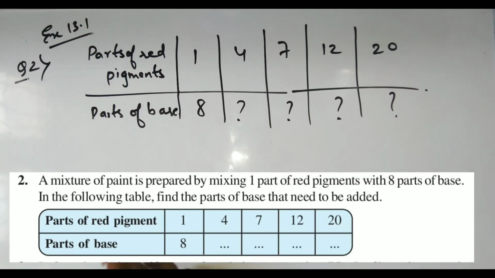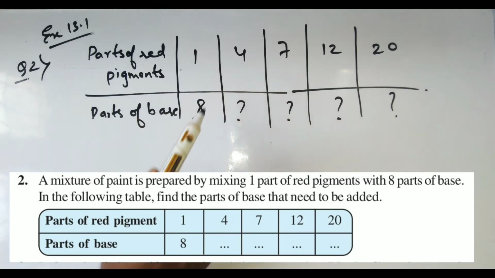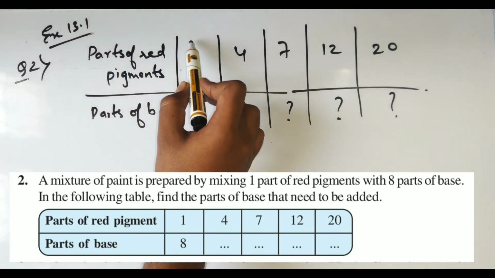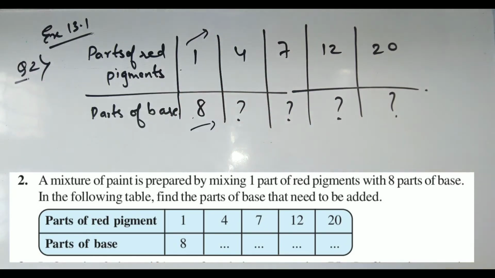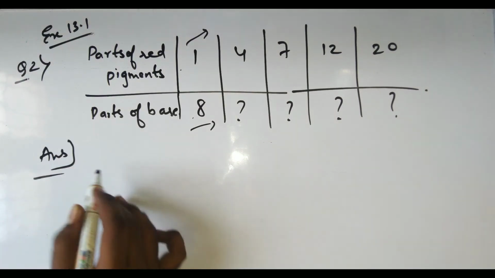As you can see here, 1, 8. So parts of red pigments, for one part it will be 8. For more parts, obviously it will be increasing. So whenever you get the idea of direct proportion, it means it is directly proportional. That means if one quantity is increasing, the other should increase. If one quantity is decreasing, the other quantity should decrease, then it is called direct proportion. So let us see the answer for this question.